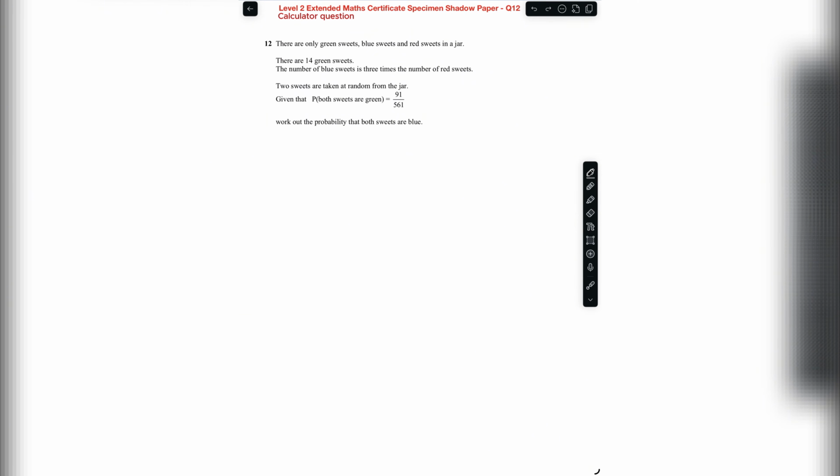So given that the number of blue sweets is 3 times the number of red sweets, I'm going to state that the number of blue sweets is 3n and the number of red sweets is n. This means that the total number of sweets in the jar is 14 plus 4n. We also know that the probability of picking 2 green sweets from the jar is 91 over 561, so this means that the probability of taking a green sweet and another green sweet is going to be 91 over 561.